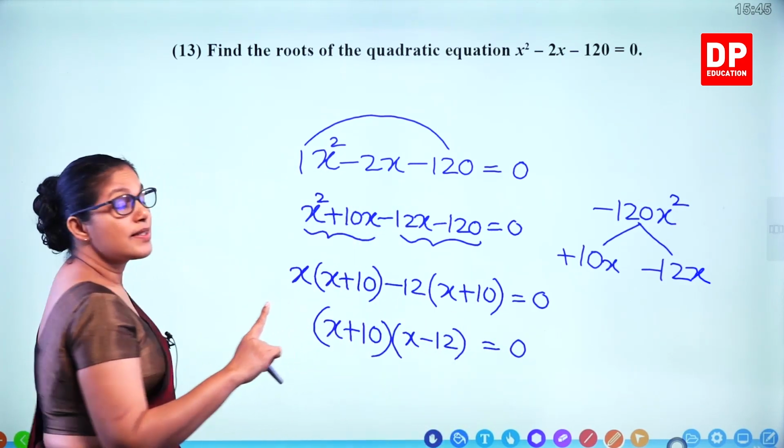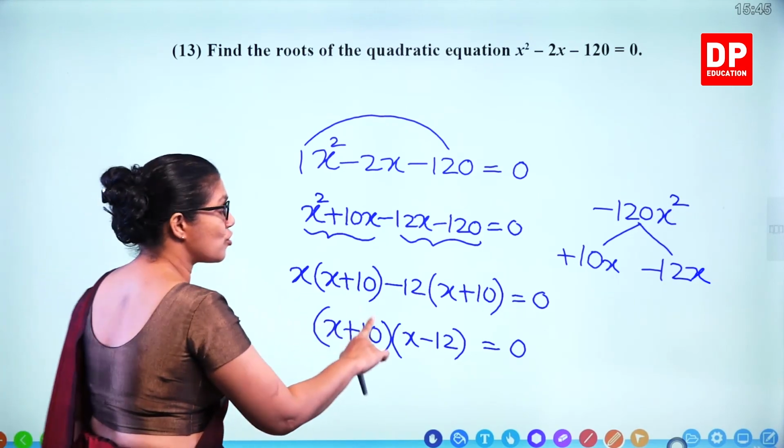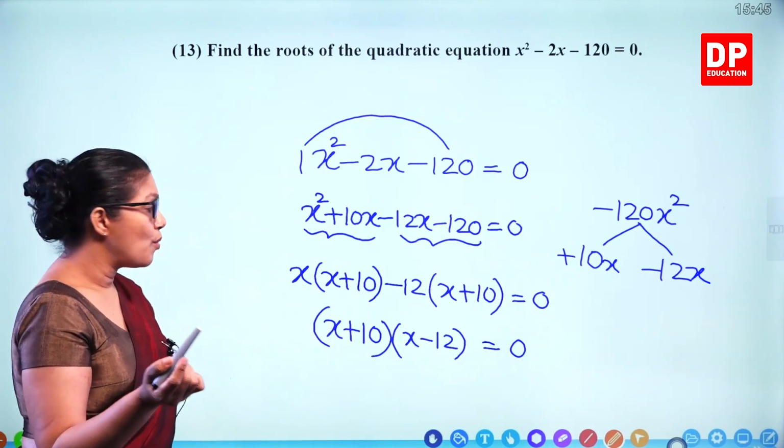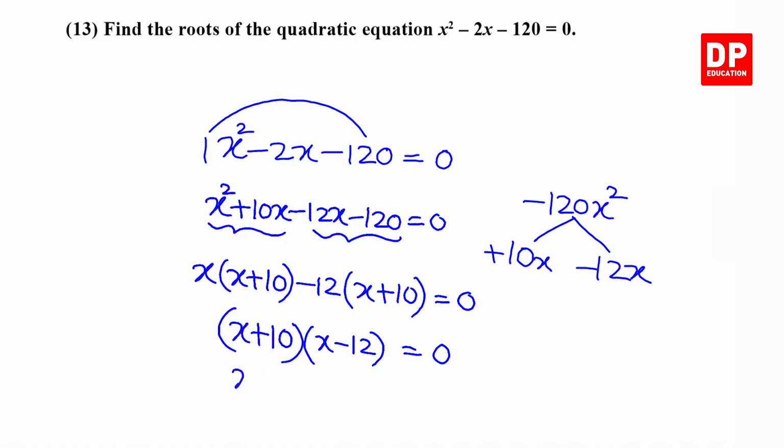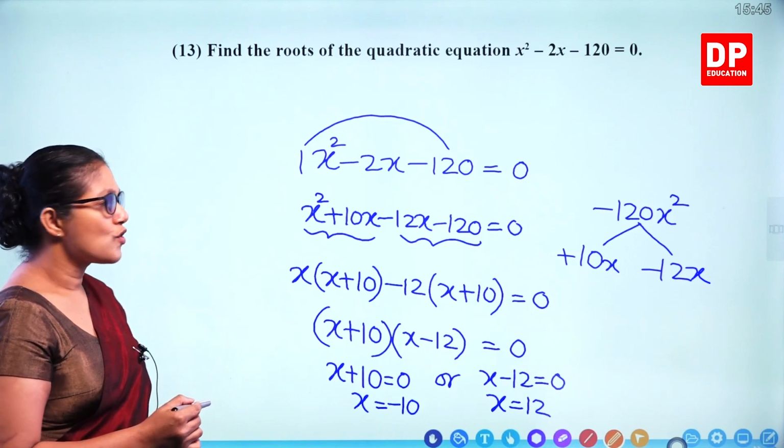The product of the two factors is equal to 0. That means either x plus 10 equals 0 or x minus 12 equals 0. So what's the answer? x becomes minus 10 or x becomes 12. So two solutions are there, minus 10 and plus 12.